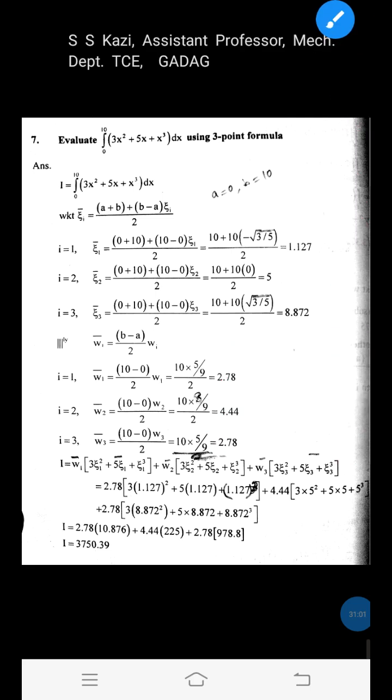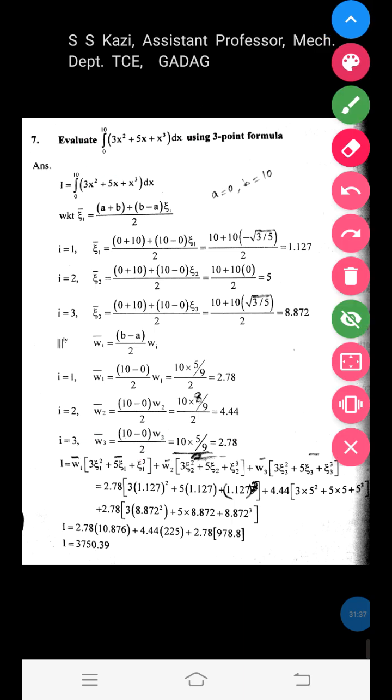Now once we calculate these sampling points and sampling weights, you just need to substitute into the formula. What is that? W1 bar into bracket f of zeta 1 bar plus W2 bar into f of zeta 2 bar plus W3 bar into f of zeta 3 bar. What is f of zeta 1 bar? That is 3 zeta 1 bar square plus 5 zeta 1 bar plus zeta 1 bar cube. What is f of zeta 2 bar? It is 3 zeta 2 bar square plus 5 zeta 2 bar plus zeta 2 bar cube. Like that you write.